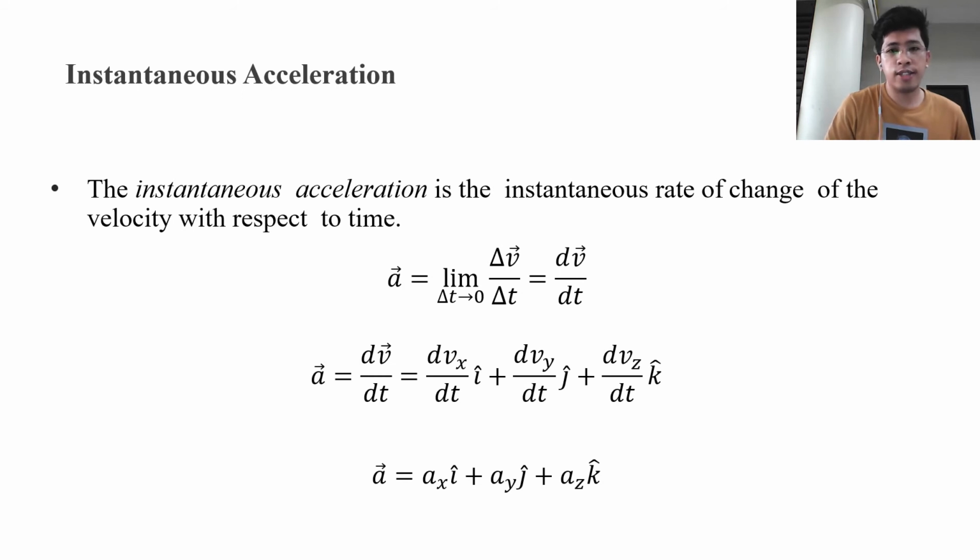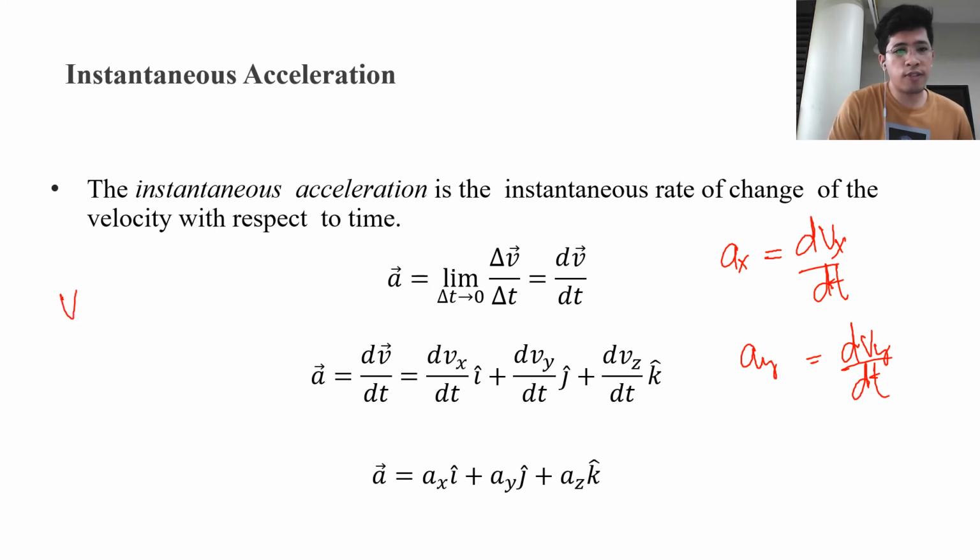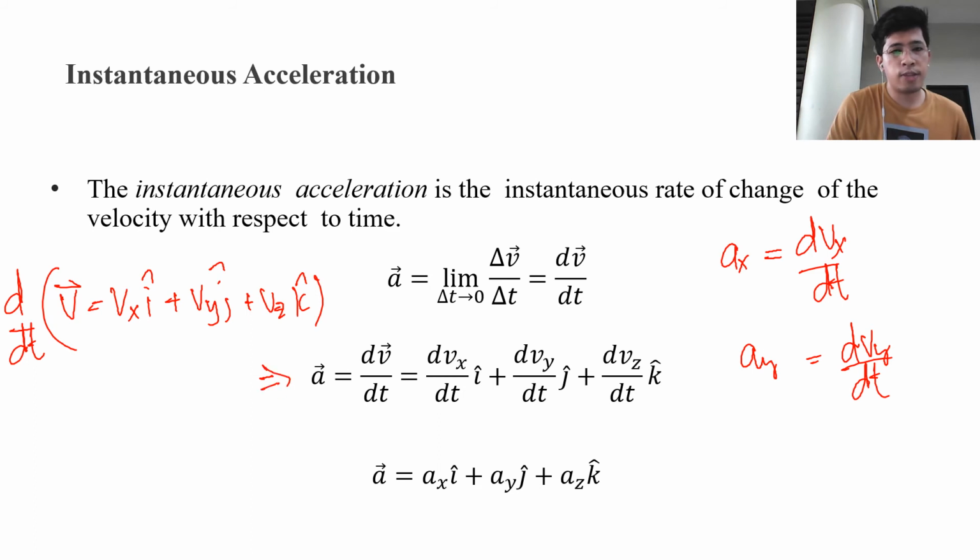previously we have your instantaneous acceleration a along the x. This is just your dvx over dt, and then along the y you have your dvy over dt. Okay, so now since we have your velocity vector v, you have vx i hat plus vy j hat plus vz k hat, and if we take the time derivative of this function, you have d over dt. So we have this expression here. Your instantaneous acceleration vector a is equal to dv over dt, which is equal to dvx over dt i hat plus dvy over dt j hat plus dvz over dt k hat.